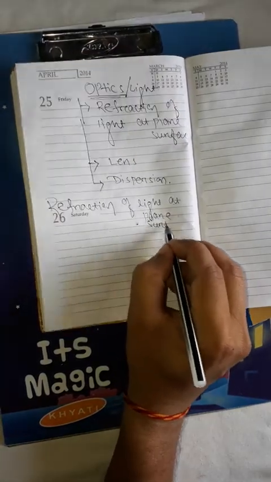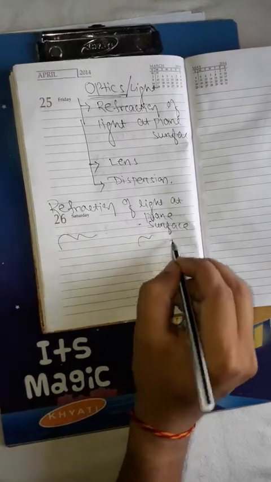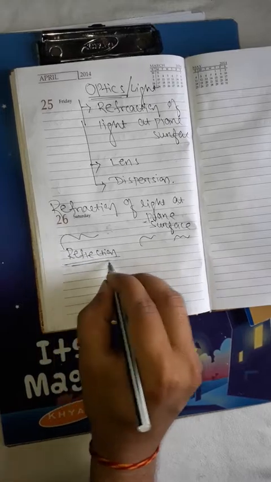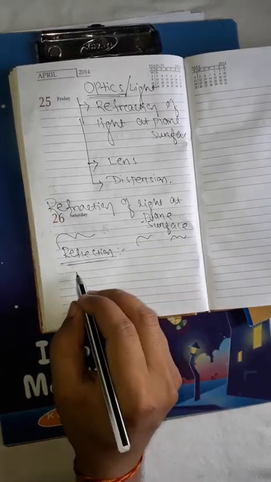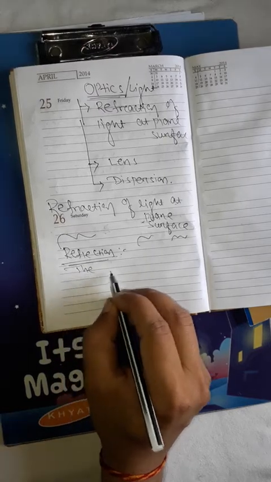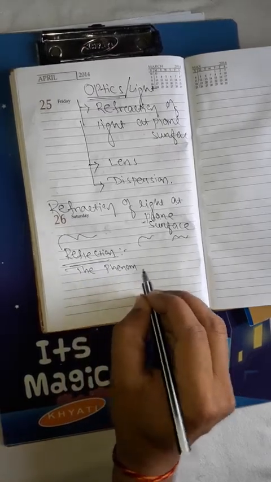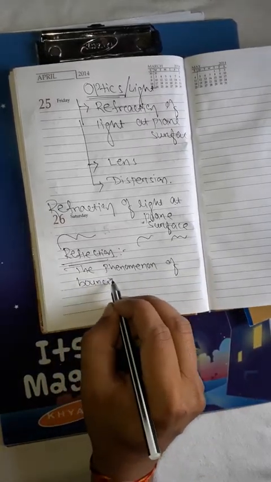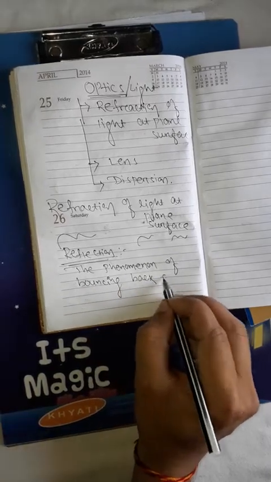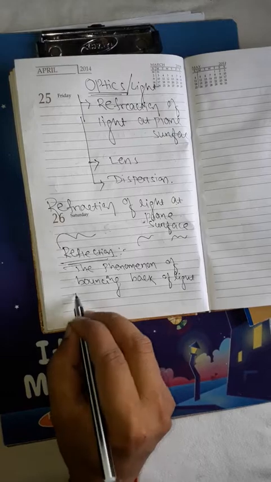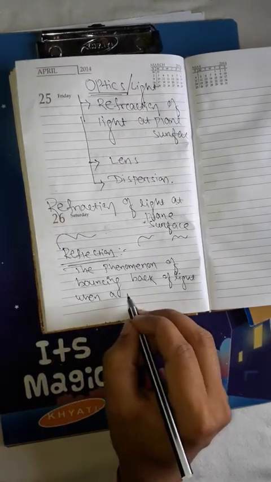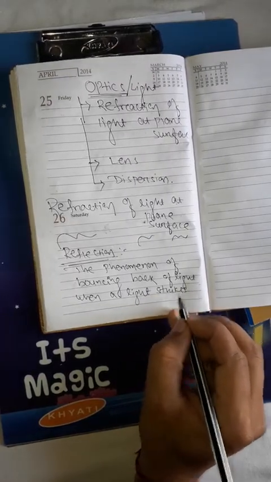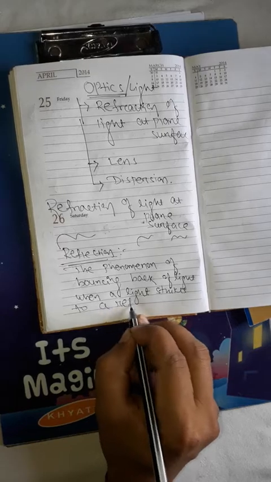Now the question comes, what is refraction? Before going to refraction, you should know what reflection is first, and what the laws related to reflection are. Reflection means the phenomenon of bouncing back of light when light strikes a reflecting surface, just like a mirror you can take.